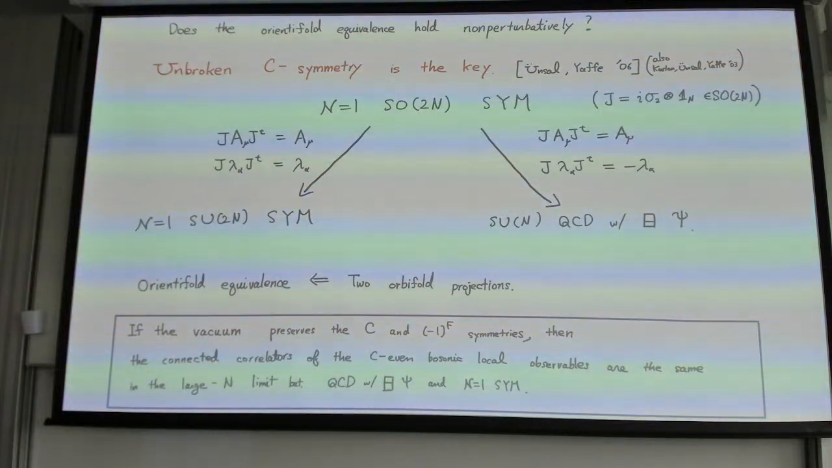But these theories are obviously not equivalent. They have a different number of vacua. Exactly. So in one vacuum, correlation functions for some observables are probably the same in the planar limit.